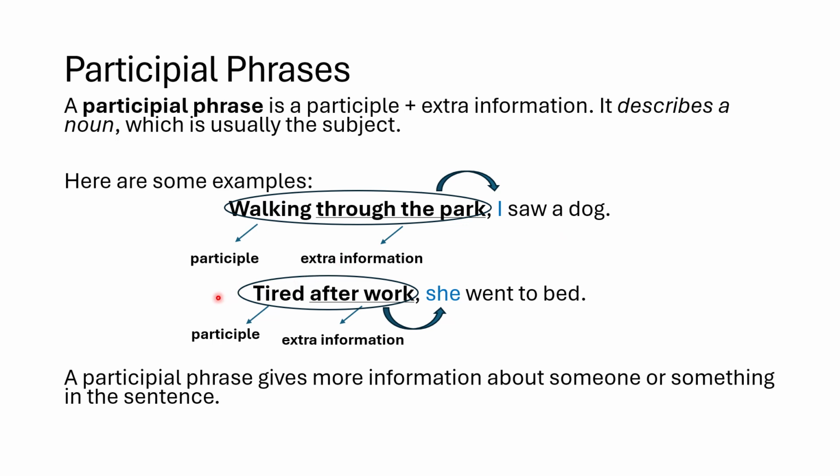Tired after work, she went to bed. Tired is the past participle. After work is extra information. In this sentence, the participial phrase is tired after work. This phrase describes how she felt. A participial phrase gives more information about someone or something in the sentence.